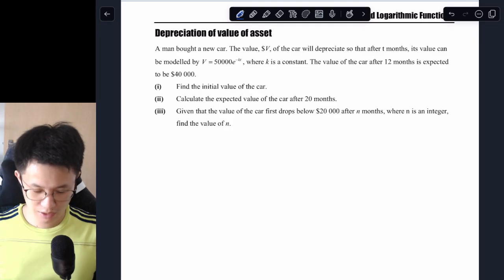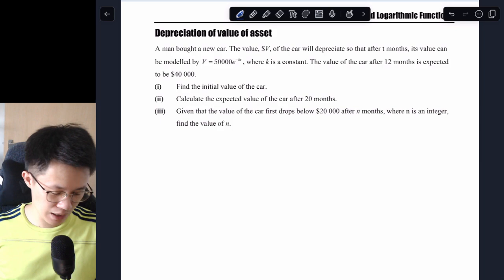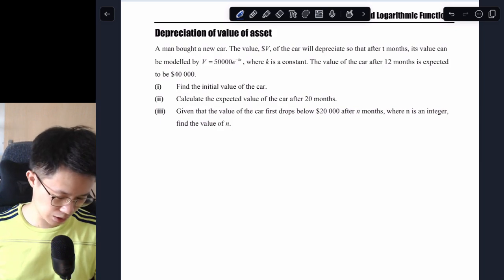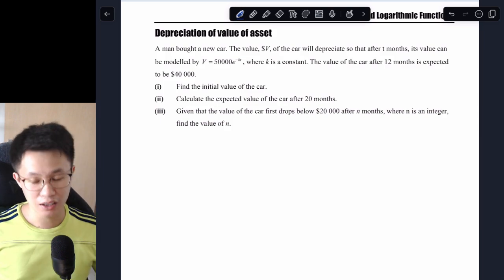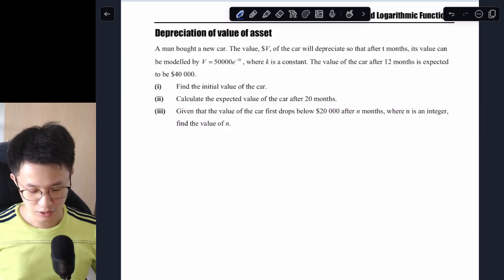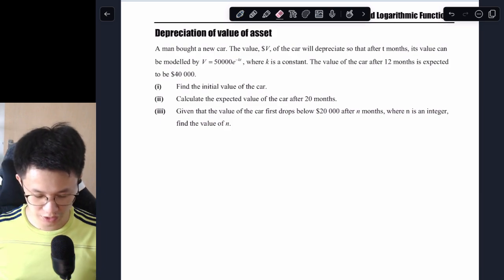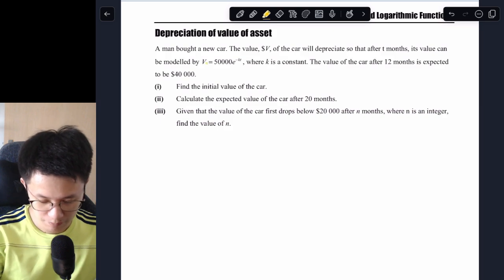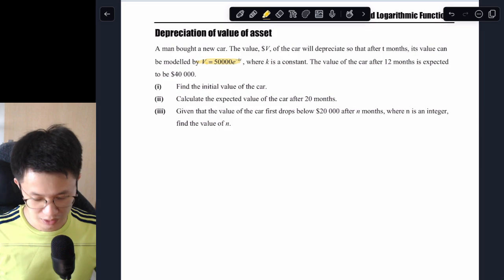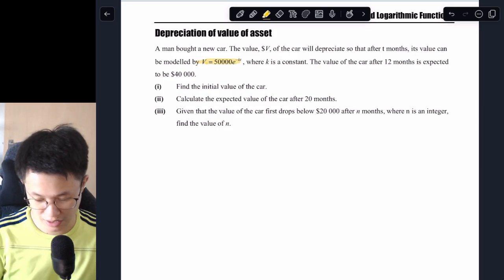The second part here is on depreciation value of an asset. So usually when you buy cars, you buy stuff, cars will depreciate, especially in Singapore. And what we have here is a formula whose value can be modeled by V equals 50,000 e to the power of negative kt, where k is a constant. So for such questions, we need to be a little bit careful because k is a constant here.